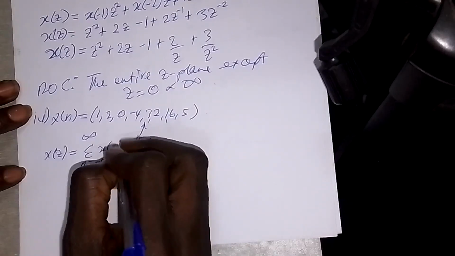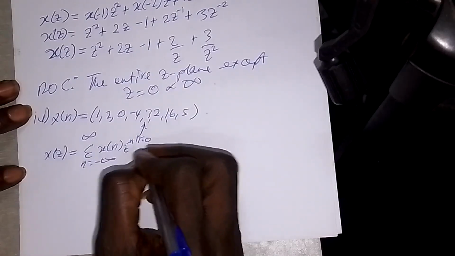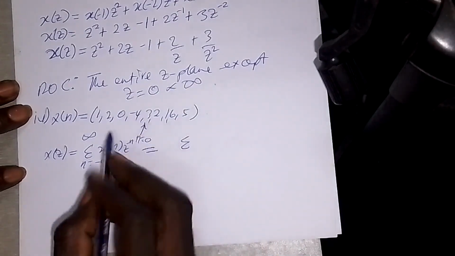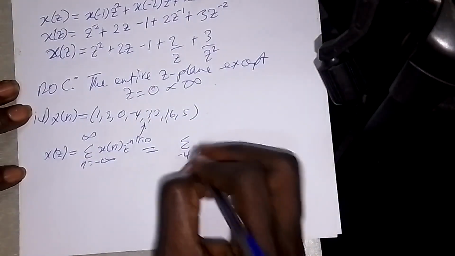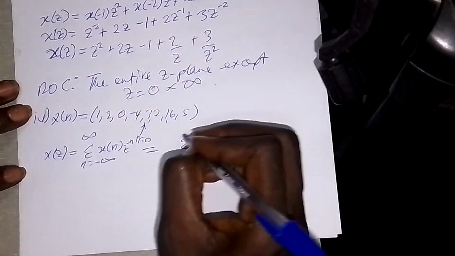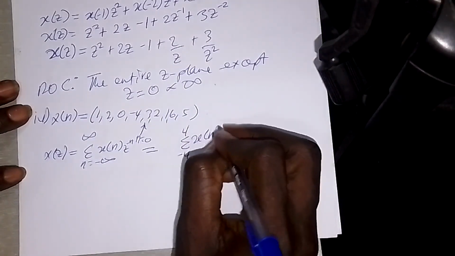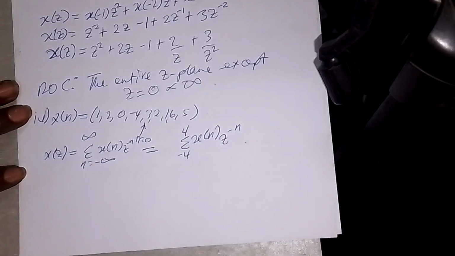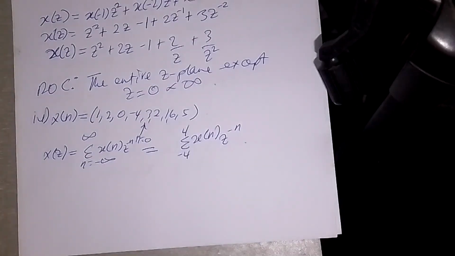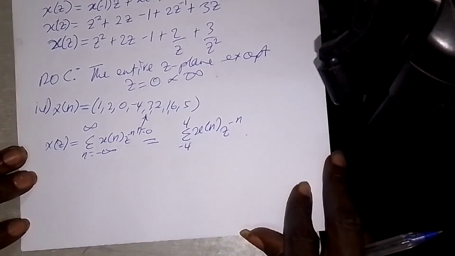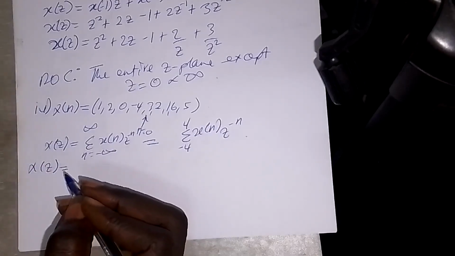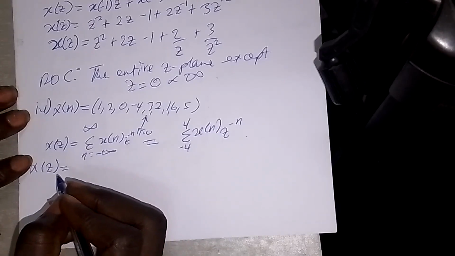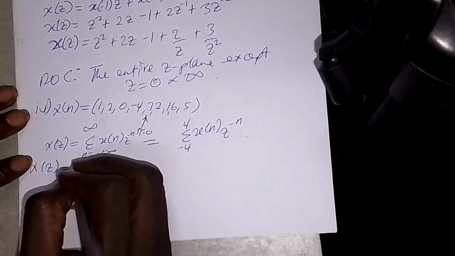So x of n into z exponent minus n, which is actually equal to z here, this place is 0, minus 1, minus 2, minus 3, minus 4. I'm starting from minus 4 to 4. x of n times z to the minus n. So this is a formula that we're going to actually use. Now let's just be fast with it. Our x of z is actually going to be equal to this.